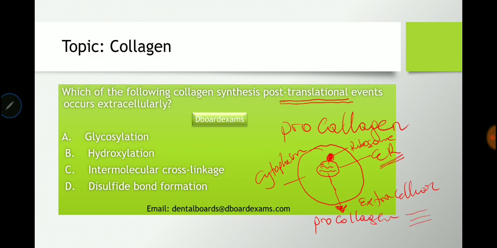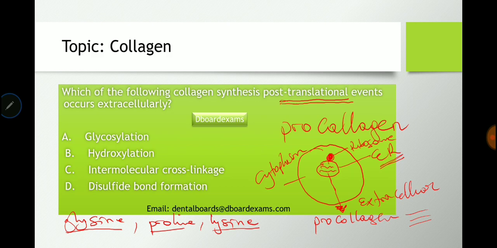Now this collagen, remember, you have to know exactly what forms up collagen. It has a lot of glycine. Collagen has glycine, it has proline, and it has lysine. Most of these molecules are abundant, and the most abundant in collagen is glycine. So when you think about collagen, think about glycine. It's the most abundant amino acid in collagen.